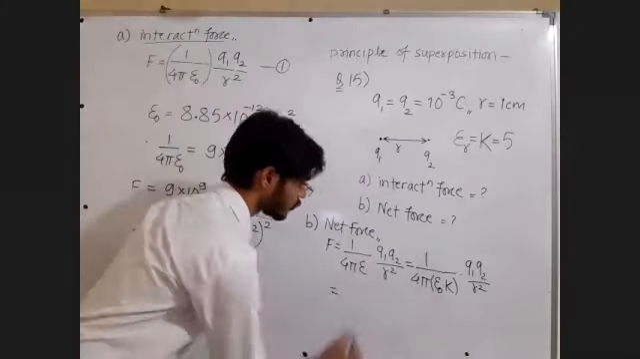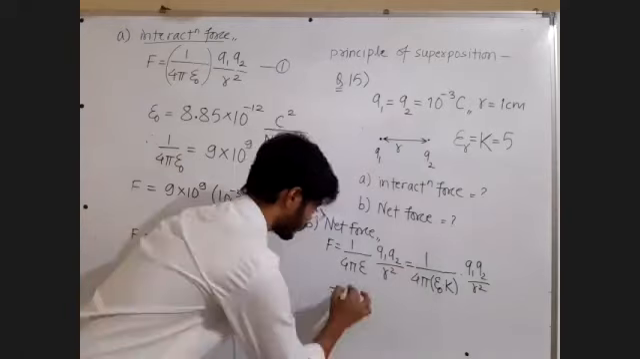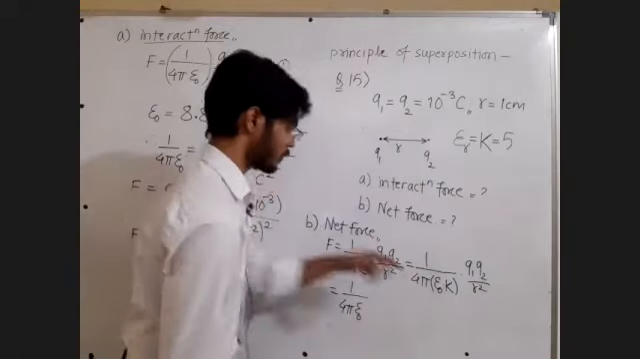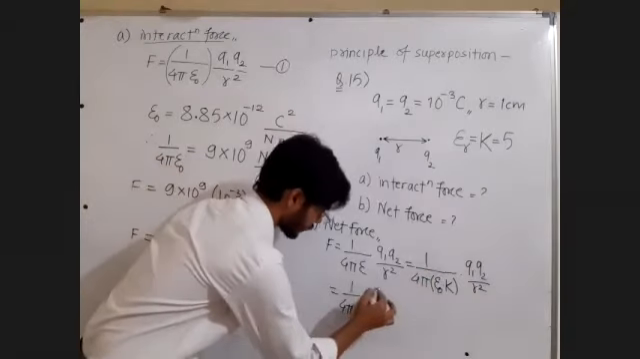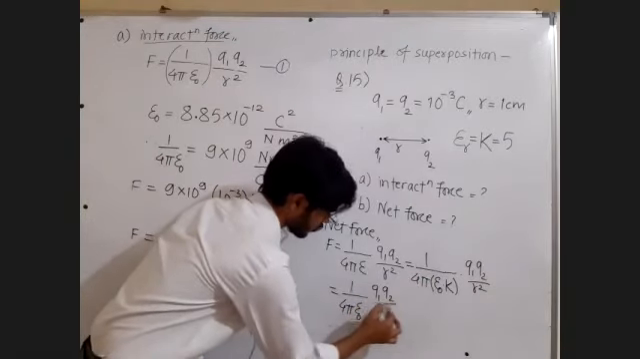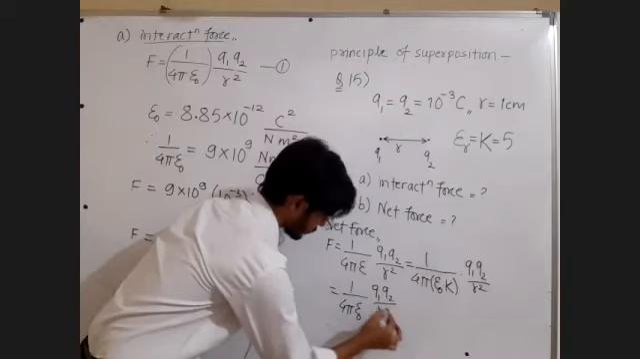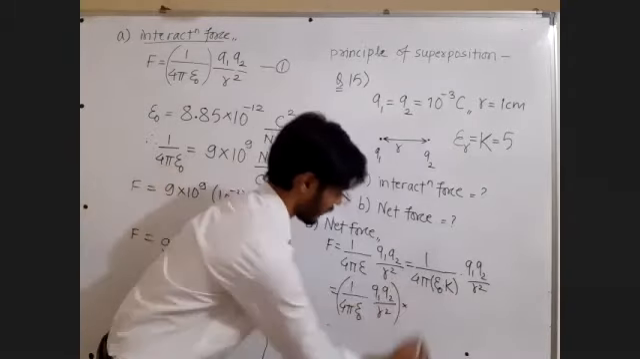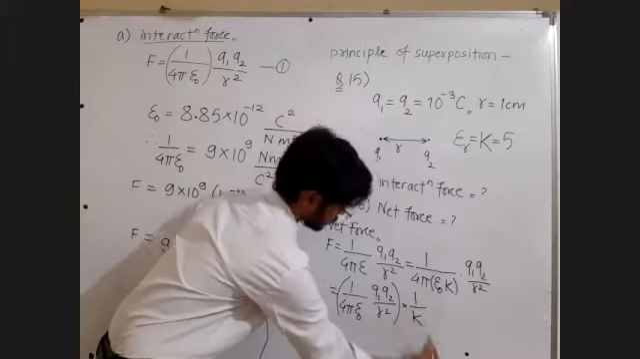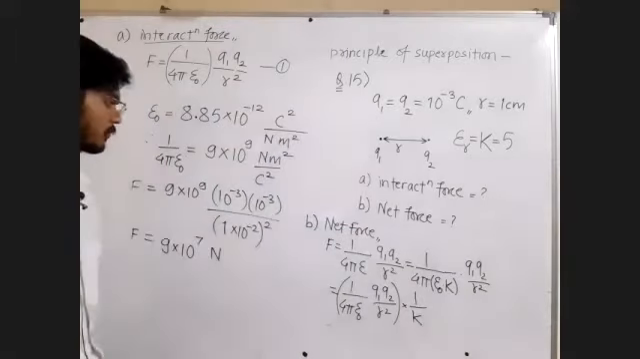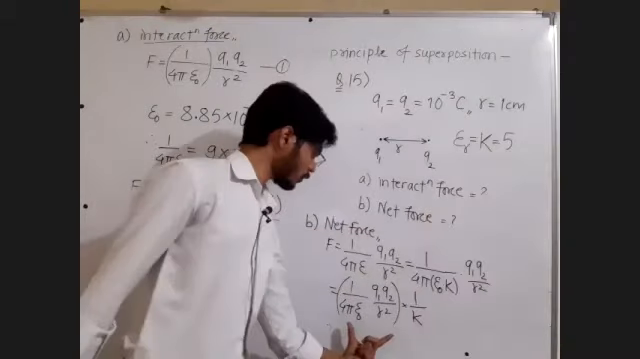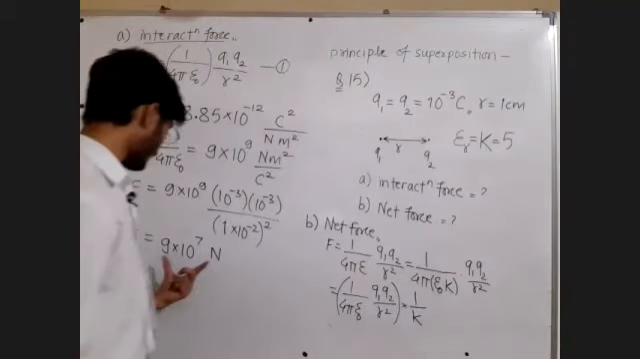This is equal to 1 upon 4 pi epsilon 0, Q1, Q2 upon R square as it is, whole multiplied by 1 upon K. K is called the dielectric constant, which is a property of the medium. Okay. Sir, this answer we have already found out. So write down that answer as it is.